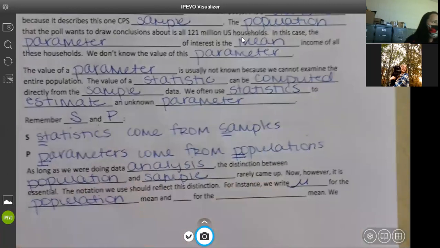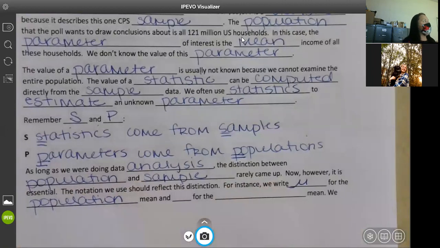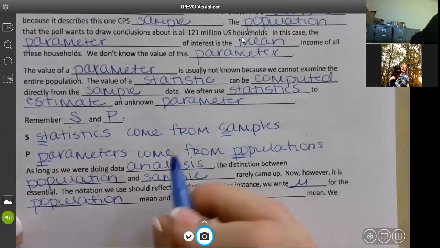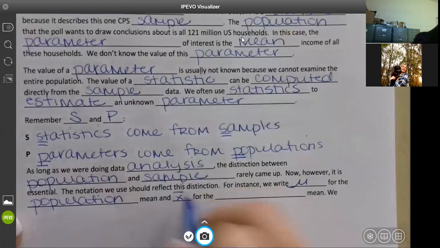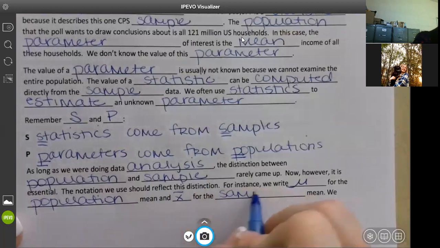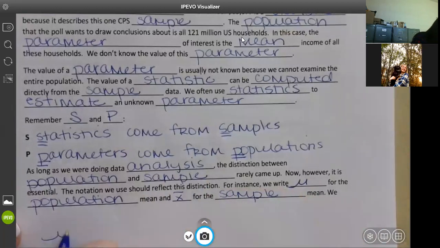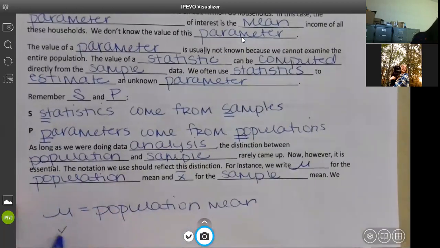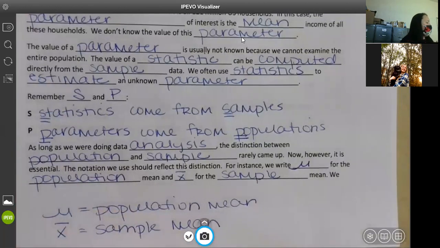And remember, I told you that later on we would talk about which one we use, mu or x bar, but it didn't matter at that point. Now is when it matters. And x bar for the sample mean. So mu equals population mean, x bar equals sample mean. You need to make sure that you know that. Otherwise, you're going to get it wrong on the AP exam, okay? Don't mess it up.